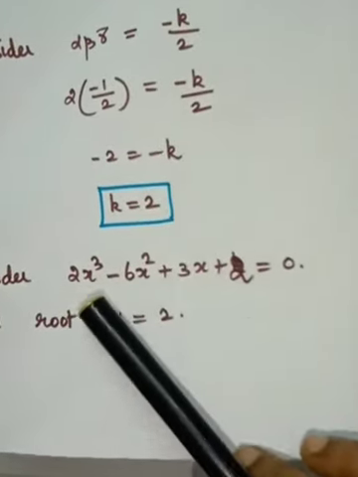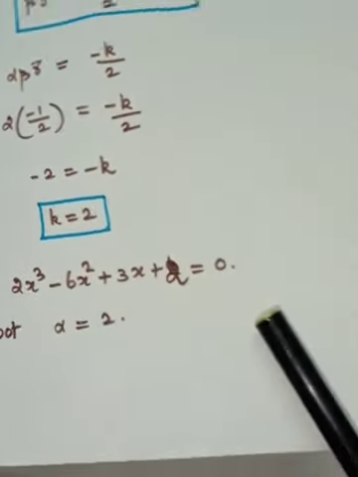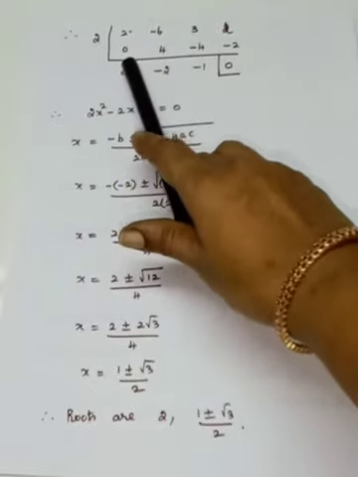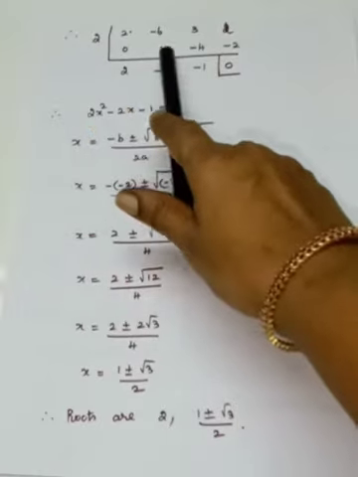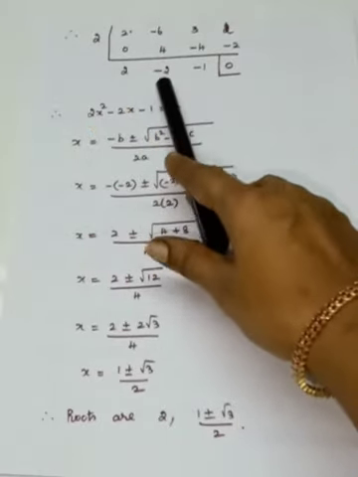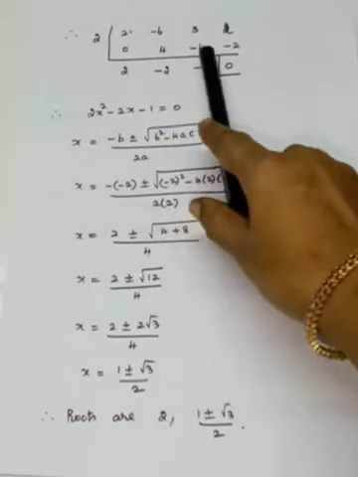So first, the x cube coefficient, x squared, x and the constant have to be written. So 2, minus 6, 3, 2. And one root is there. So 2 is substituted here. You know that first here you have to write 0. So 2 plus 0 is 2. 2 twos are 4. We have to multiply. So 4 minus 6 plus 4 is minus 2. 2 into minus 2 is minus 4. When you add, this is minus 1. Minus 1 into 2 is minus 2. So it is 0. So we know that 2 is a root.